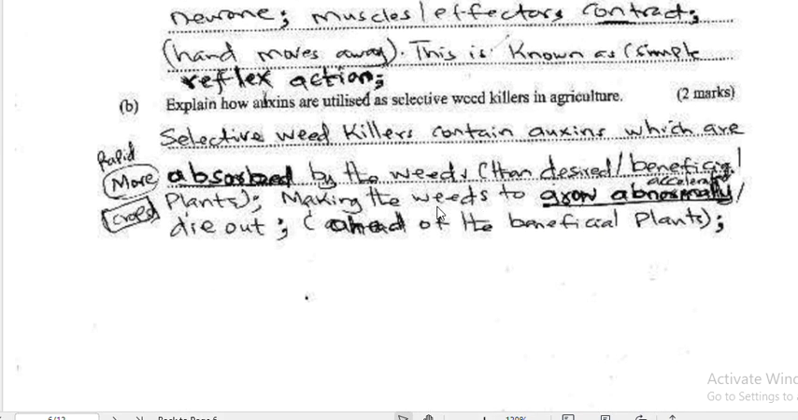Part B. Explain how auxins are utilized as selective weed killers in agriculture. Selective weed killers contain auxins which are absorbed by the weeds, making the weeds grow abnormally or die out ahead of the beneficial plant. That is how the auxins are utilized in selective weed killers.